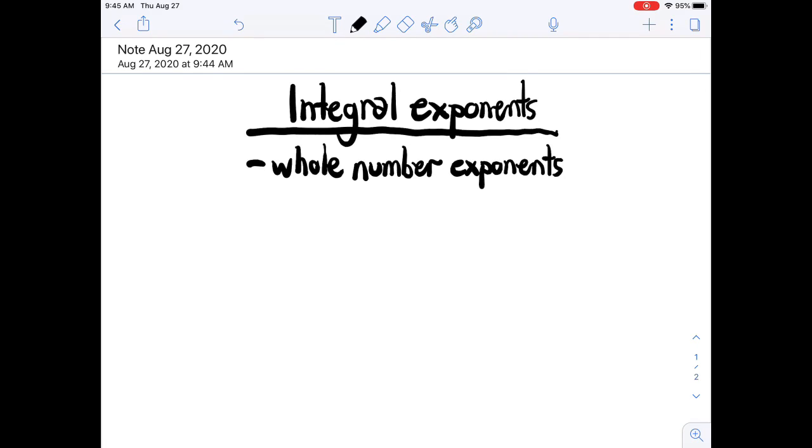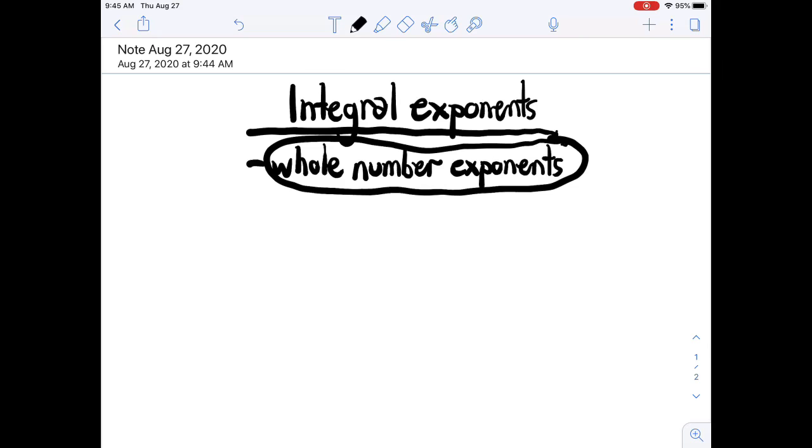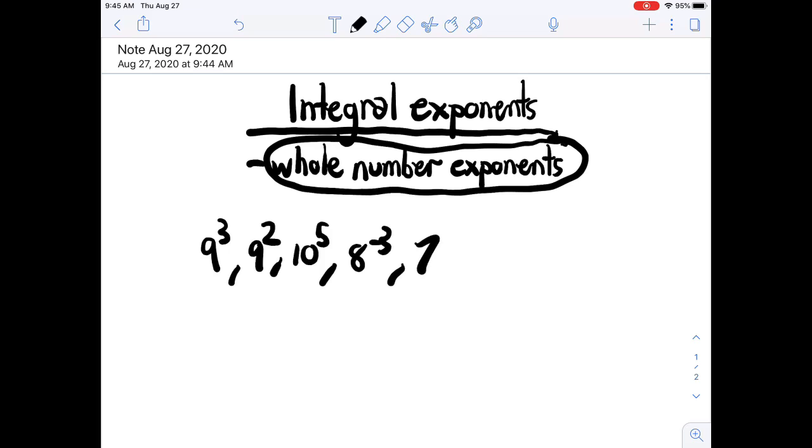In today's video, we are going to talk about integral exponents. Integral exponents are whole number exponents. They can be positive or negative. So examples of this: 9 to the power of 3, 9 to the power of 2, 10 to the power of 5, 8 to the power of negative 3, 7 to the power of negative 6.